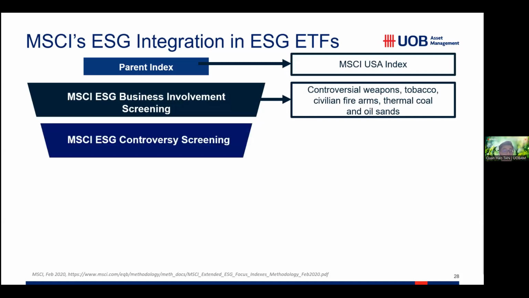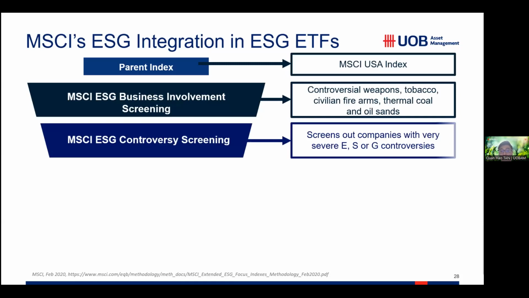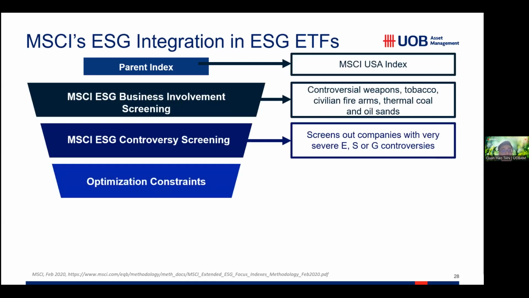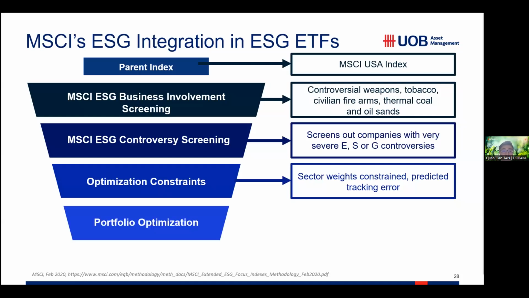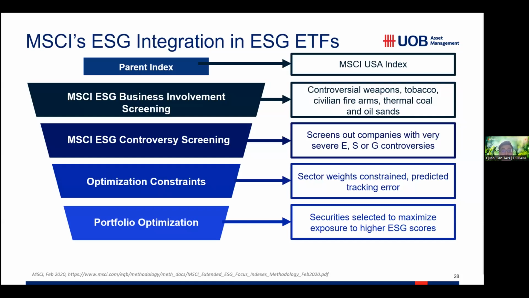Next, companies with very severe E, S, or G controversies are also screened out. This means that companies that are involved in very severe scandals are also removed. Then some relevant constraints on sector weights as well as the tracking error are put into place as part of the optimization constraint. In addition to this, the portfolio is optimized to select securities to maximize the exposure to higher ESG scores. The maximization of this exposure is also subject to maintaining risk and return characteristics similar to the parent index. With all this, the final basket of securities then forms the final ESG index.